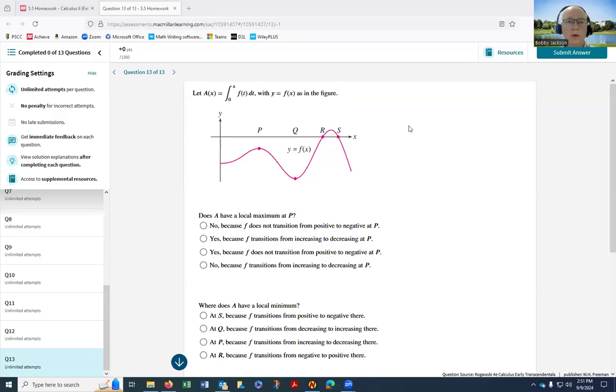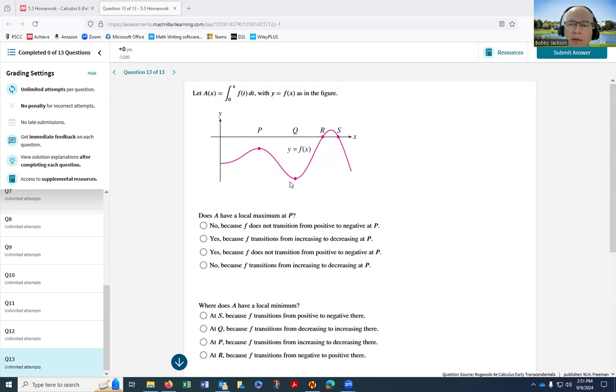Okay, everyone, we are going to look at number 13 in section 5.5. You see it pulled up on the screen here. You have a function A of x is the integral from 0 to x of f of t dt, with y equal f of x being the graph right here. The questions we're going to do are multiple choice, and they have to do with something about the function capital A, this accumulation function.